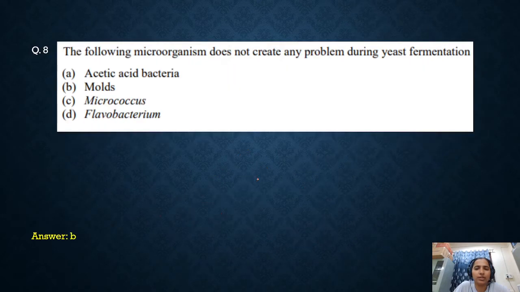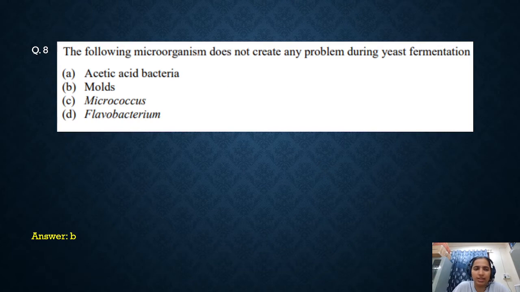Now coming to our next question. Which of the following microorganisms does not create any problem during yeast fermentation? Okay, this is also a very simple question. What are the options given? A, acetic acid bacteria. Second is mold, third is micrococcus, and D option is flavobacterium.